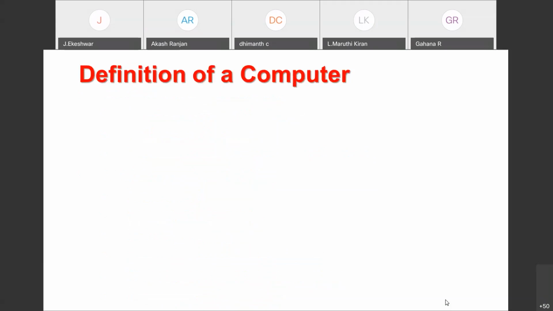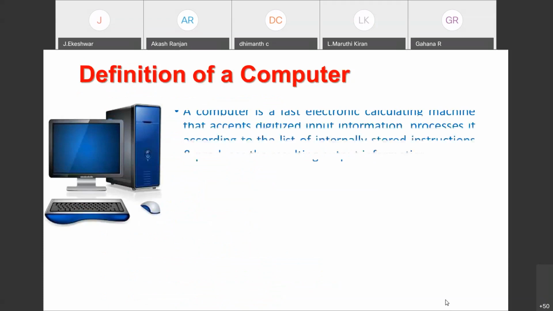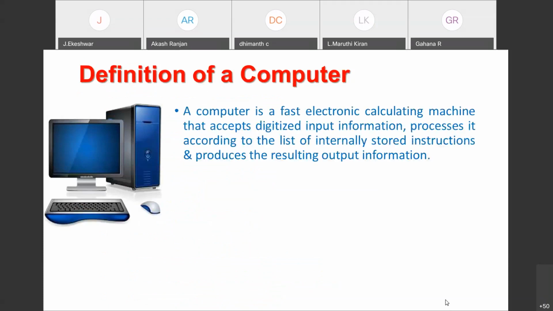So first, coming to the definition of a computer, how to define a computer. So we can define formally a computer as a fast electronic calculating machine that accepts digitized input information, processes it according to the list of internally stored instructions, and produce the resulting output information. So this is how we can define a computer. So what is a computer? It's a fast electronic calculating machine.